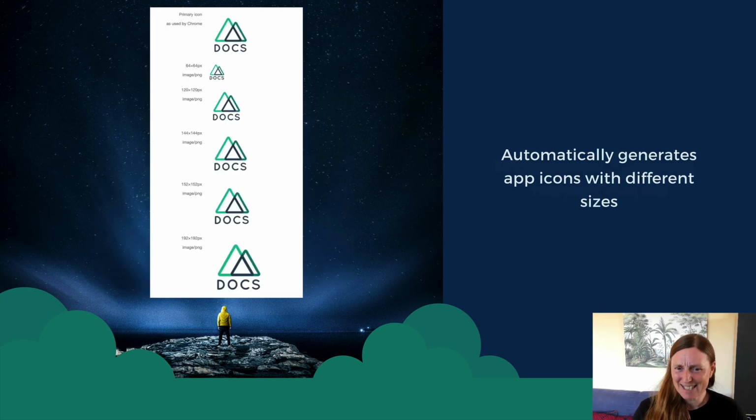It automatically generates app icons with different sizes. Now this is really cool, right? Because all you've got to do is put a 512 by 512 pixel PNG image into the static folder, and then it's going to automatically generate the different sizes for you. So you can see here, it generated a 64 by 64 that's maybe needed for the iPhone, for example, and 120 by 120 for, I don't know, maybe the iPad, or whatever. So it's going to generate all those for you. And again, you don't have to do anything. You just put the image in there, bang, done. Super simple, right? Really cool.